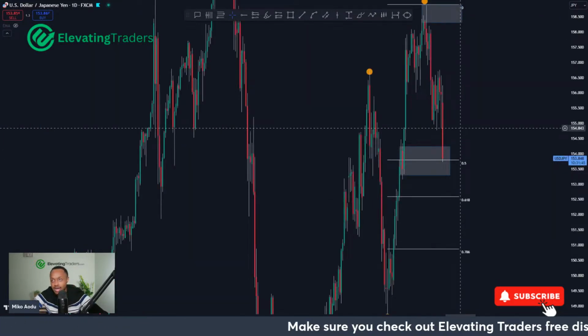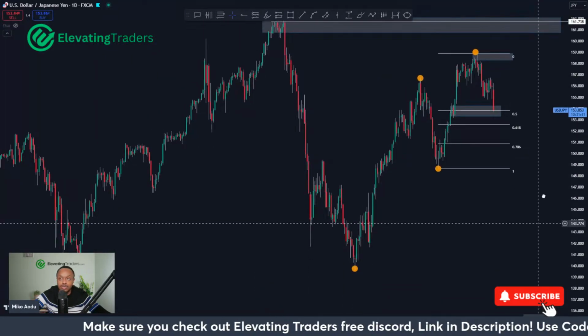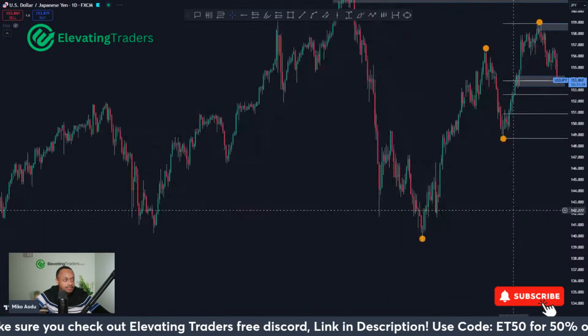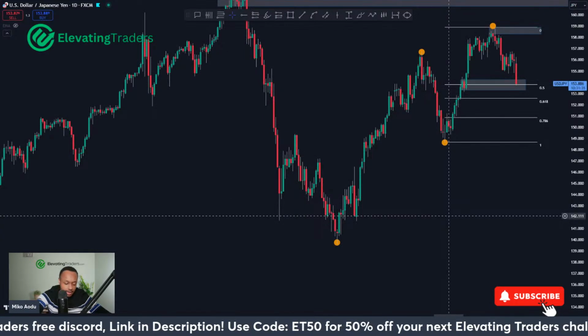But as long as you've tested your strategy well and you know what you're doing, you don't want to be put off too much by candlesticks, because they can change very quickly as well. But yeah, looking for buys there for dollar yen.